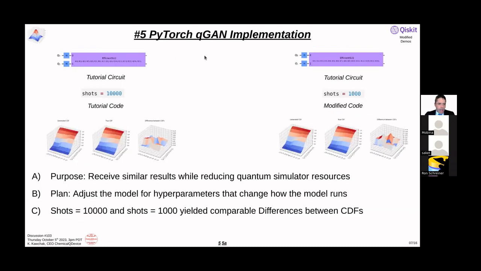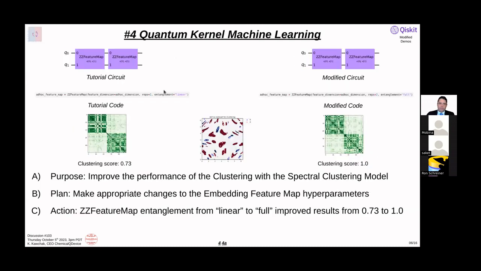And then here's number 5. Yeah, go ahead, Ron. Kevin, what was the underlying ML model here? So quantum kernel machine learning on this specific one. I think this one had 3 sections for it. I would have to reference it.